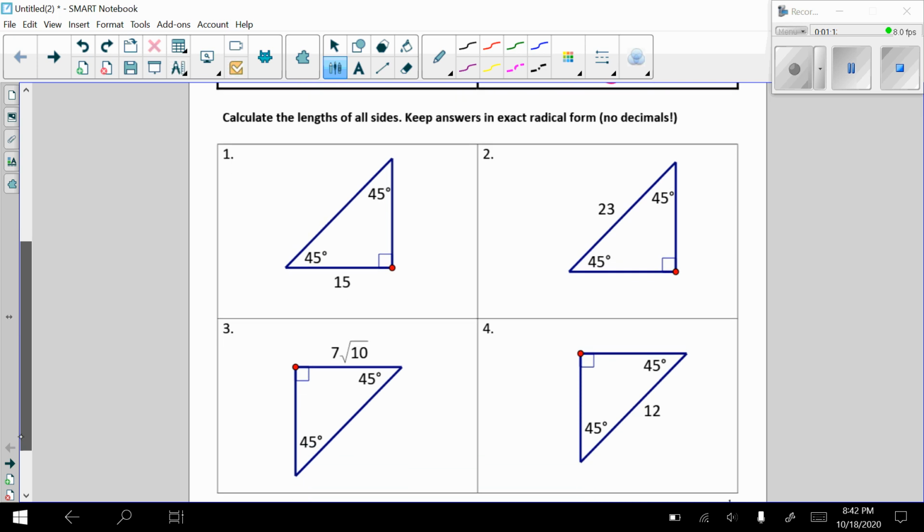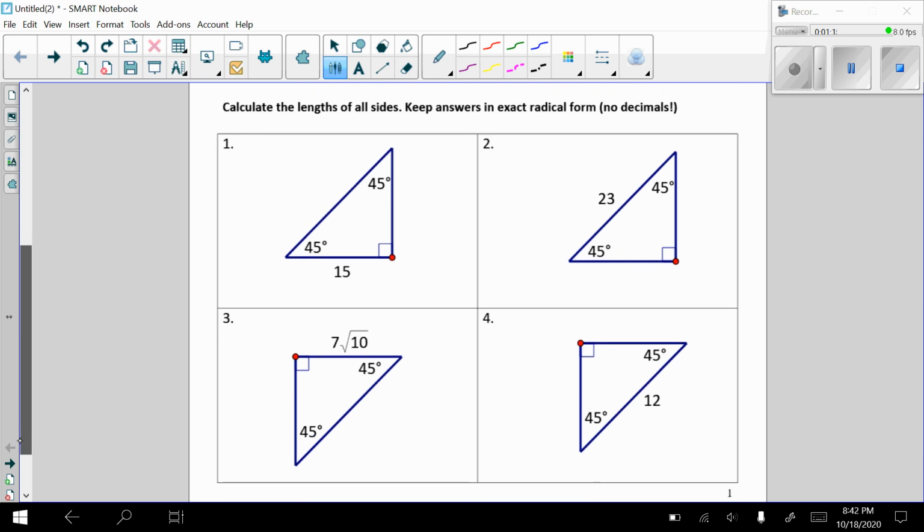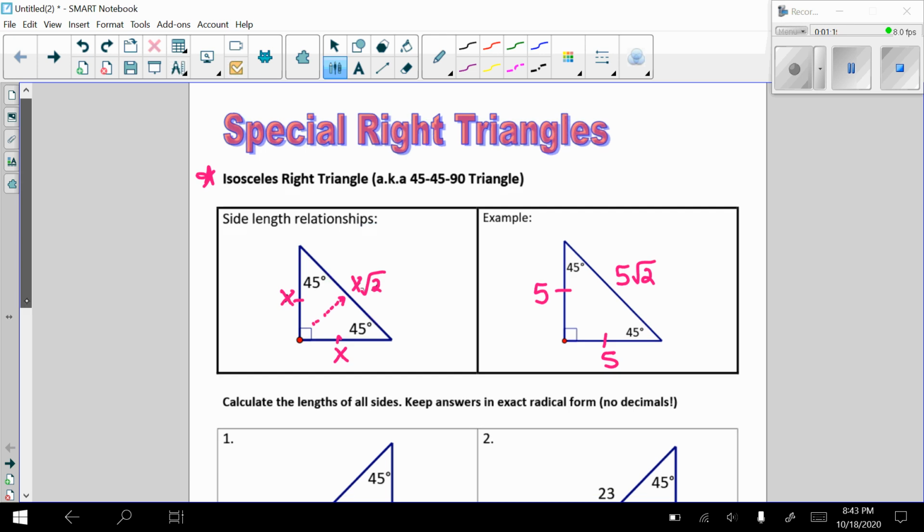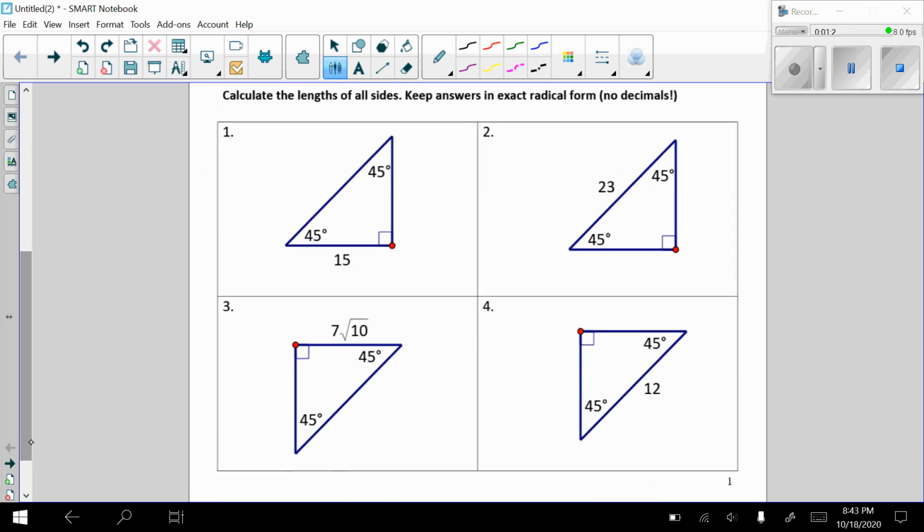So let's take a look. Looking at number 1, I gave you the hypotenuse. Whoops, I'm sorry. I gave you the leg, which was 15. So we know automatically that this side is also 15. And remember, this side is x, this side is x, and this side is x times the square root of 2. So whatever we have here, we just drop in for x, and we know that the hypotenuse has a length 15 root 2.